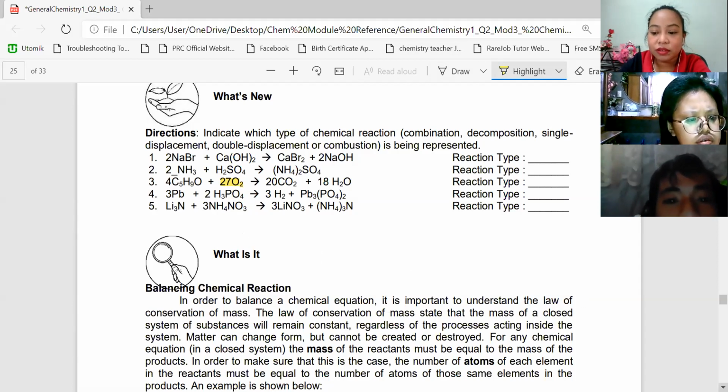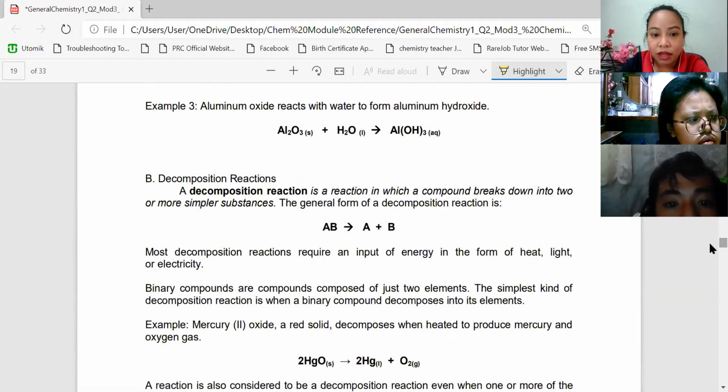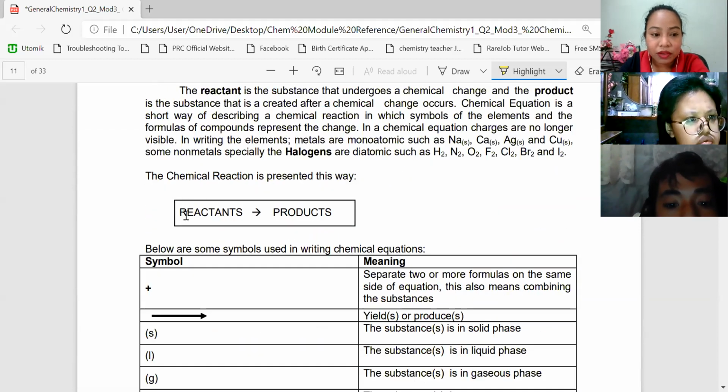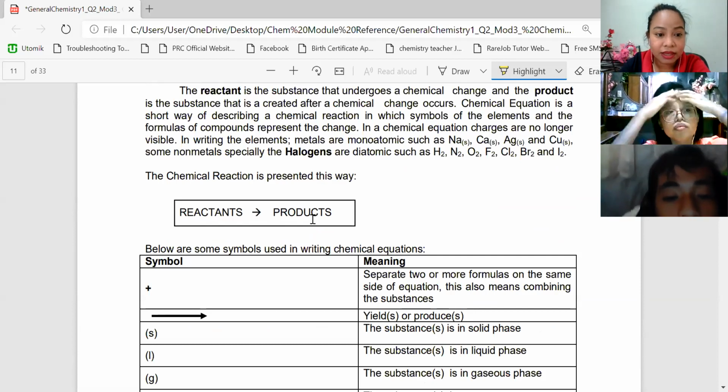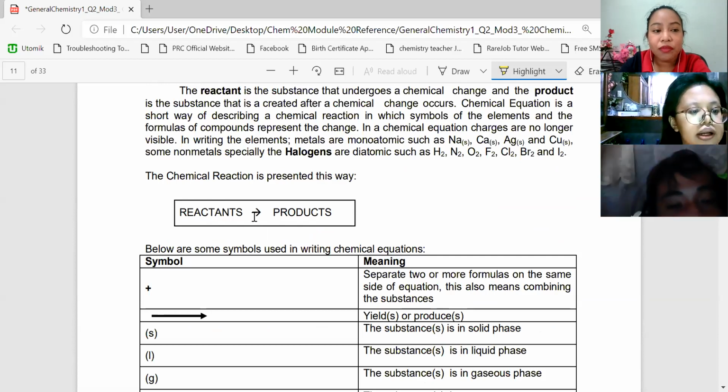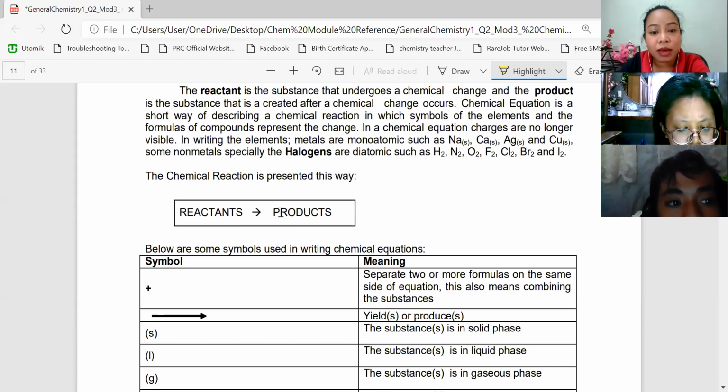Ma'am, how do we identify the reactants, ma'am? Di ba, in a chemical reaction, if we go back on the chemical equation, in writing a chemical equation, we have the reactant side before the arrow. After the arrow is the product side. So all that is found before the arrow are all reactants. All that is found after the arrow is products.